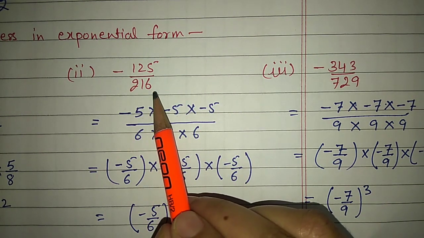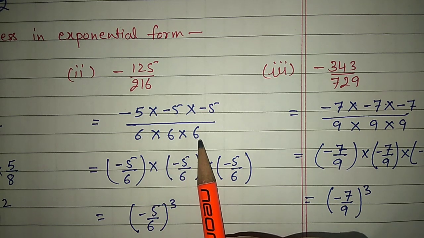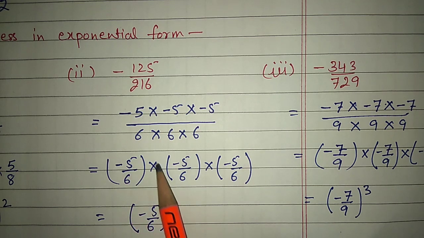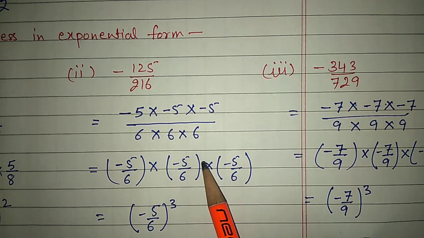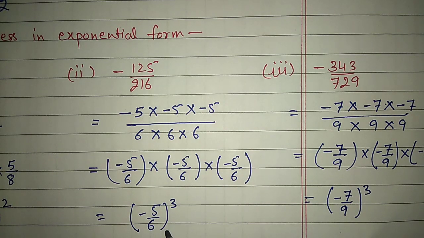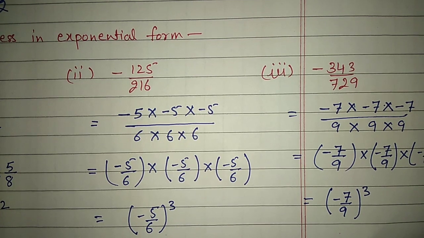Similarly 216, when we do the factor, it will become 6 multiplied by 6 multiplied by 6. Or we can write it as minus 5 by 6 multiplied by minus 5 by 6 multiplied by minus 5 by 6. Or we can write it as minus 5 by 6 whole to the power 3.